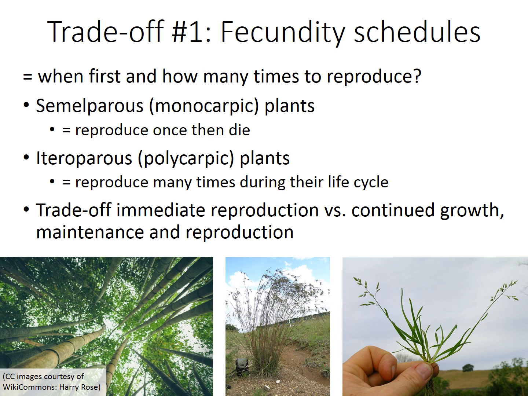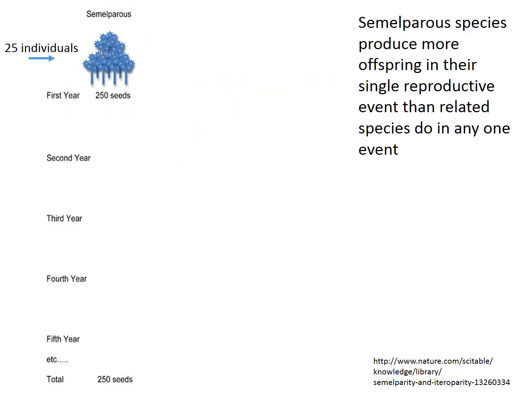Maybe it's because we're an iteroparous species, but to me I always think that semelparity sounds like a really weird strategy. So let's think about how semelparity can actually maximize plant fitness, despite it only allowing plants to reproduce once. Good. So let's then think this through with a simple example.